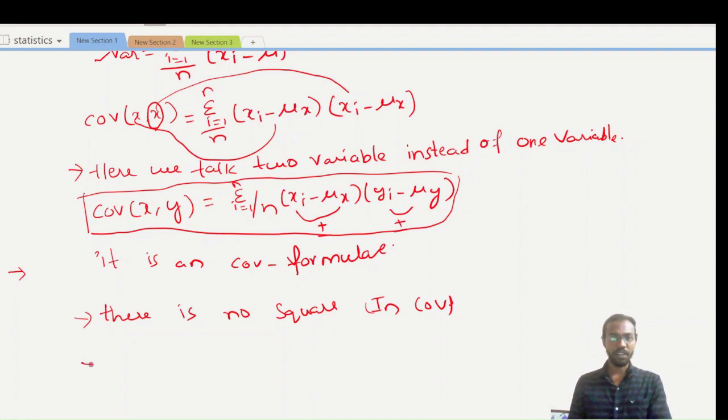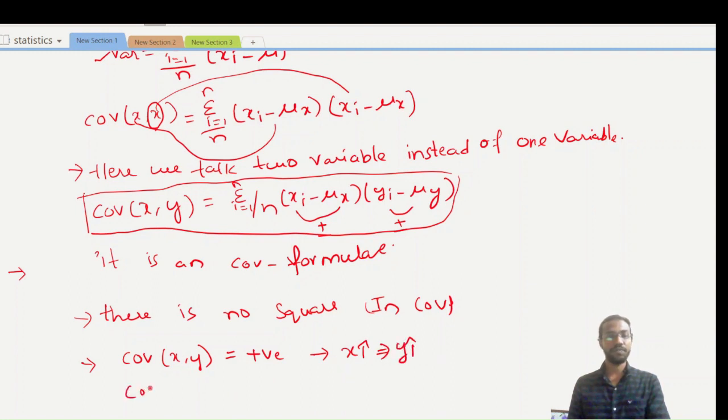So when covariance of x comma y gives a positive value, it means if one column is increased, automatically the other column is also increased. If covariance of x comma y gives a negative value, it means if x is increased, the other is decreased, that is, y is decreased.